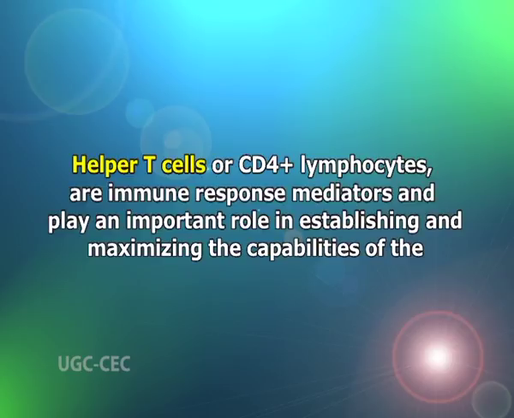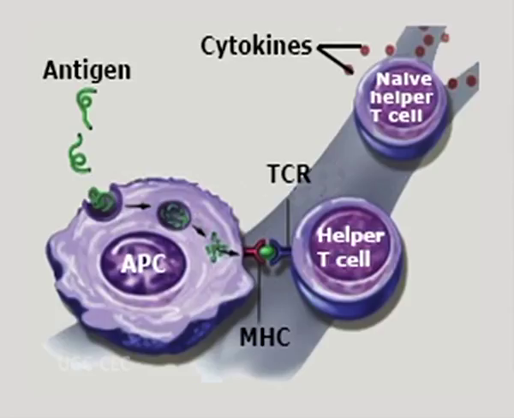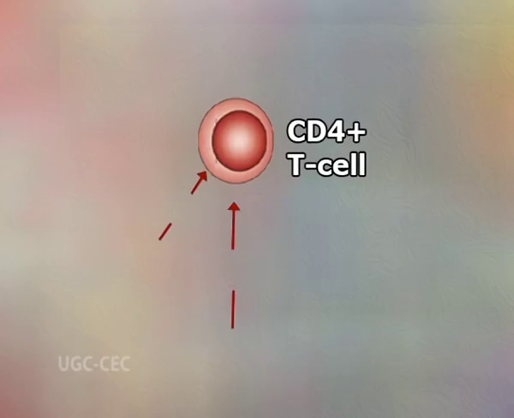Helper T cells or CD4 plus lymphocytes are immune response mediators and play an important role in establishing and maximizing the capabilities of the acquired immune response. These cells have no cytotoxic or phagocytic activity and cannot kill infected cells or clear pathogens, but manage the immune response by directing other cells to perform these tasks. Helper T cells express T cell receptors TCR that recognize antigen bound to class II MHC molecules. The activation of a naive helper T cell causes it to release cytokines, which influences the activity of many cell types, including the APC. HIV, that is human immunodeficiency virus, is able to subvert the immune system by attacking the CD4 plus T cells.